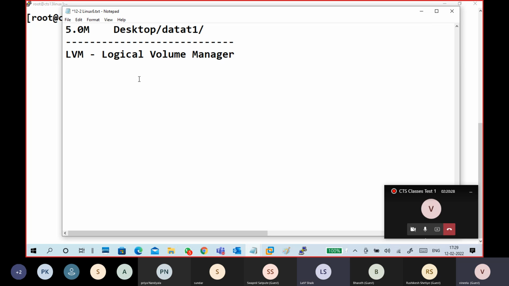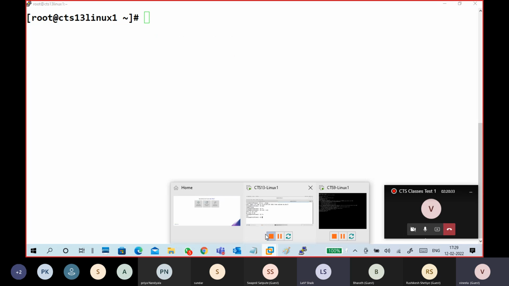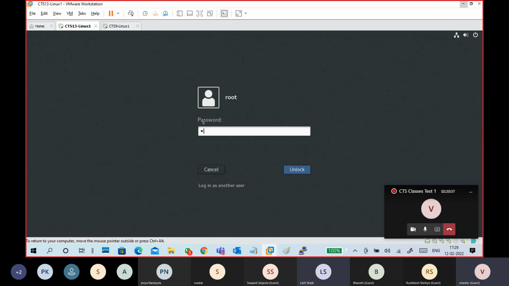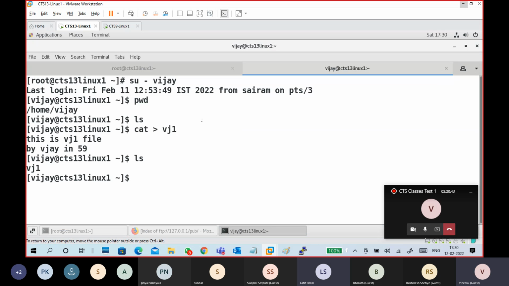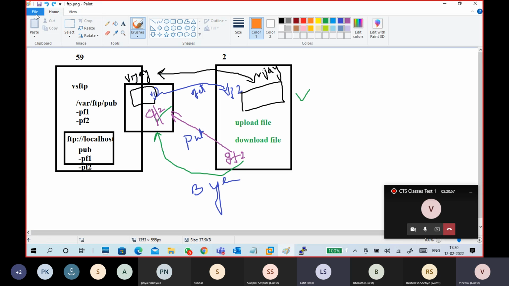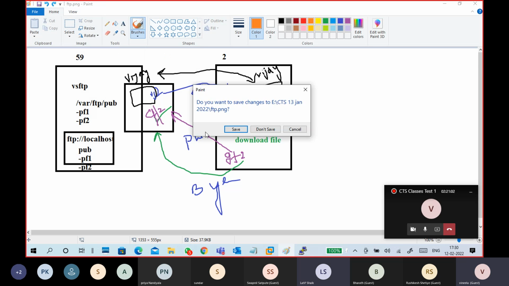Okay, logical volume manager. This is my physical machine. So first of all, I'm going to my physical machine and powering it off. It will take time to power off, so meanwhile, we'll start.